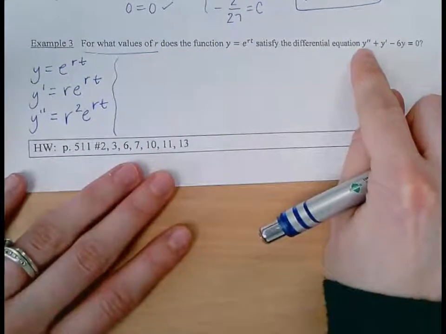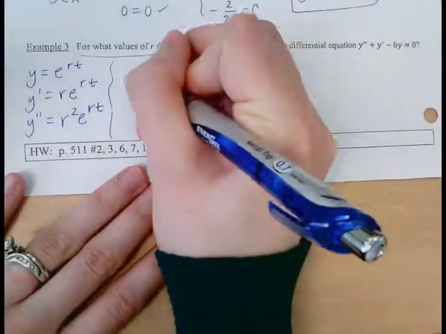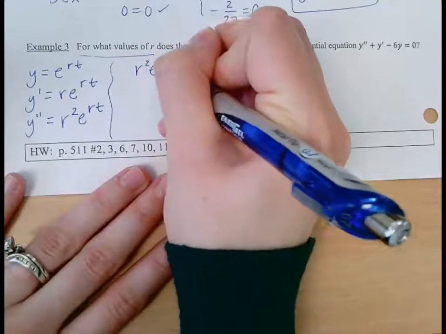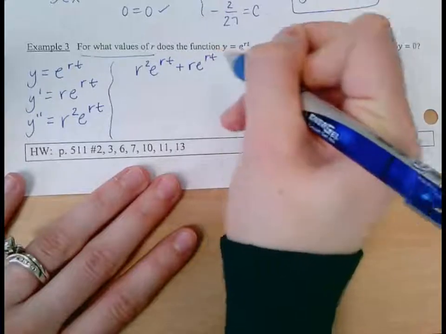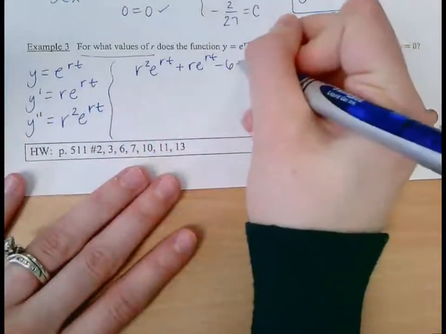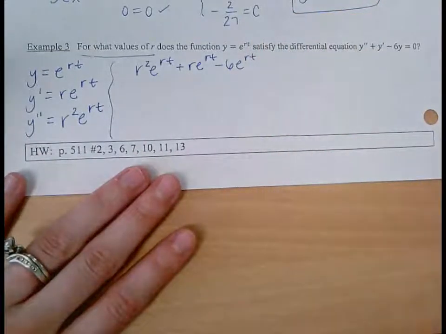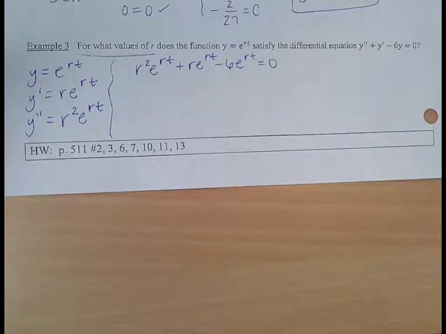Okay, so then substituting those into this equation, we have r squared e to the rt plus re to the rt minus 6 times y, which is just e to the rt, so minus 6e to the rt equals 0. We are solving this equation for r. We're trying to find the values of r that make this equation true. How do we solve this for r? Ideas.